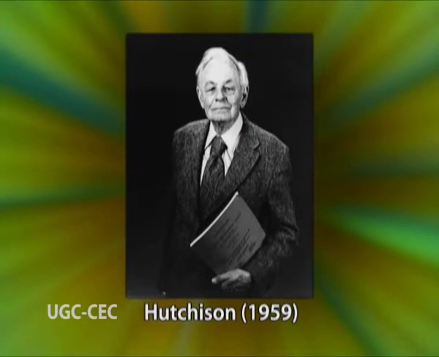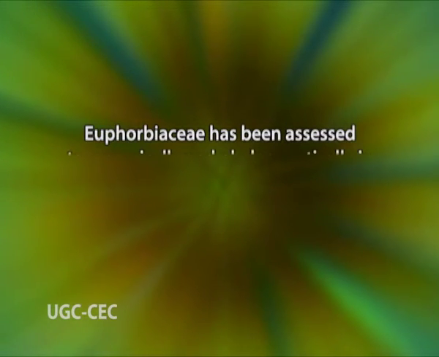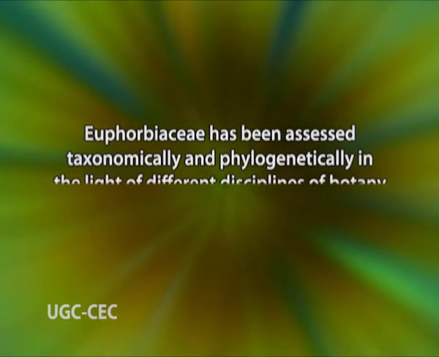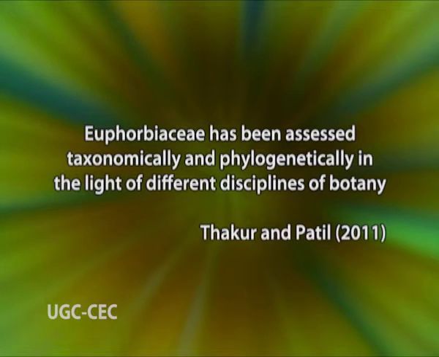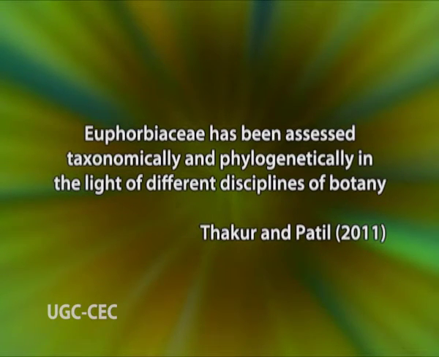1959 discarded the cotyledonary character, whether broad or narrow, as radical. He emphasized the primitiveness of Euphorbiaceae taxa, based on imbrication of sepals, presence of petals, lack of disc, retention of vestigial ovary in the male flower, and numerous stamens. Thakur and Patil 2011 suggested that the family Euphorbiaceae has been assessed taxonomically and phylogenetically in the light of different disciplines of botany.